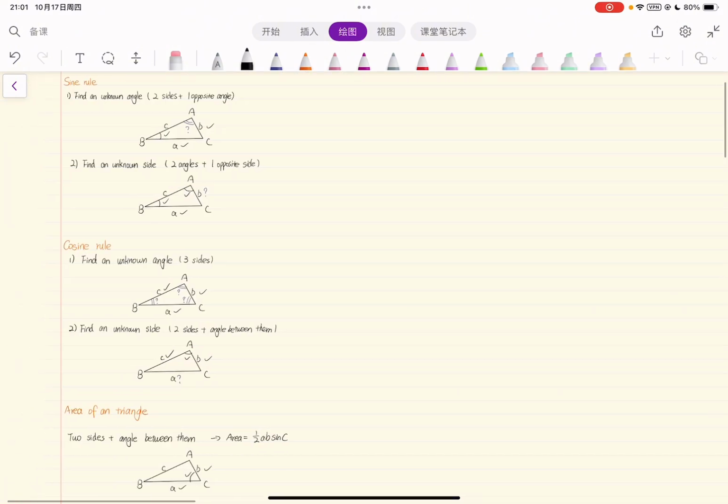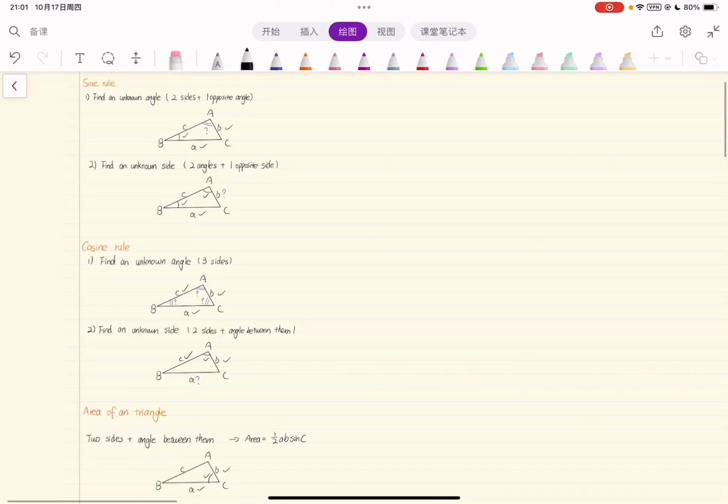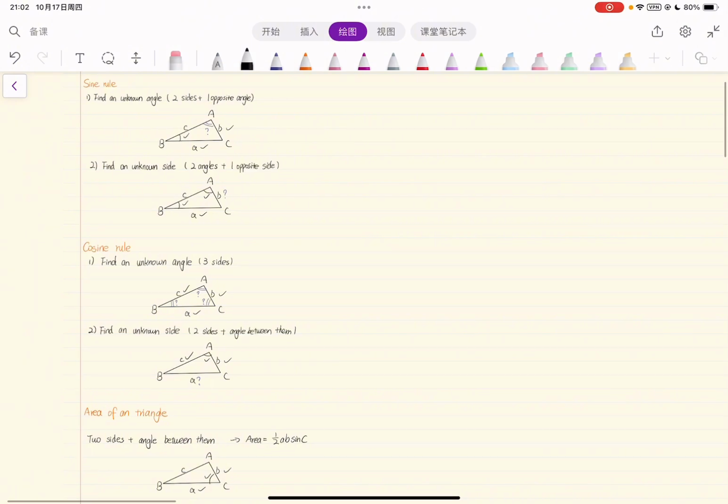Probably here is a summary of this lesson. The triangle question seems to be complex. It's just using the sine rule and cosine rule repeatedly. Well, it's time consuming.